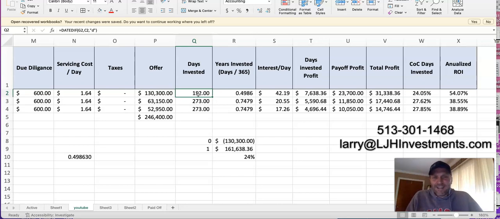Like I said, I just had a lot of questions about the cash on cash and the annualized rate of return, and how it can be so high, and things like that. And like I said, this cash on cash right here, this 24%, is the combined cash on cash after everything has been sold.